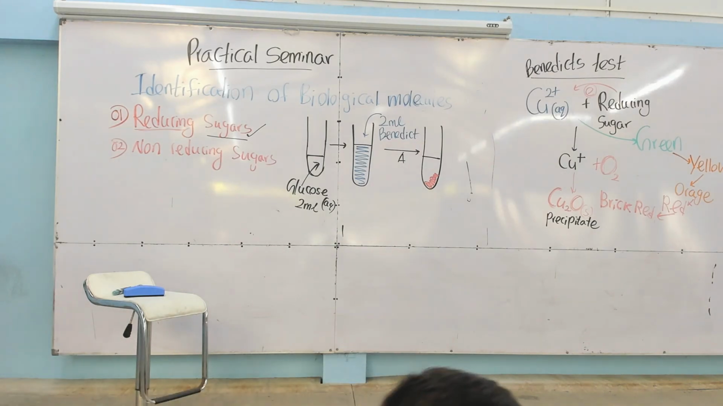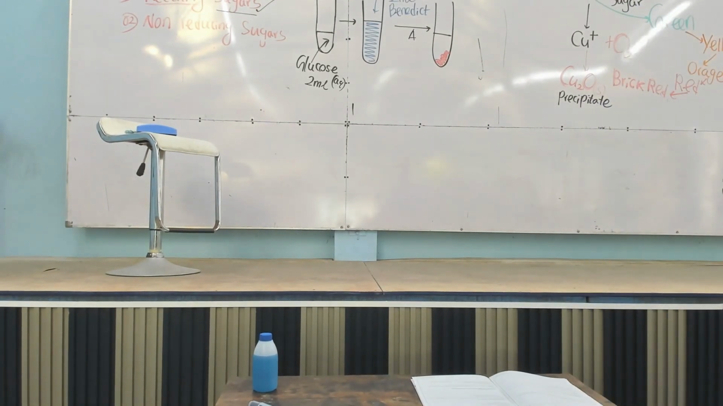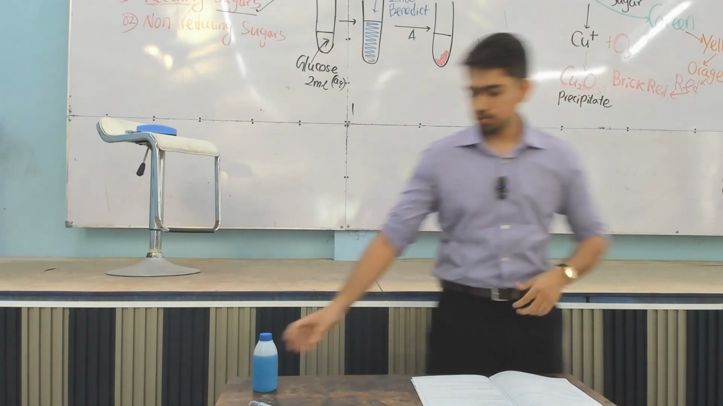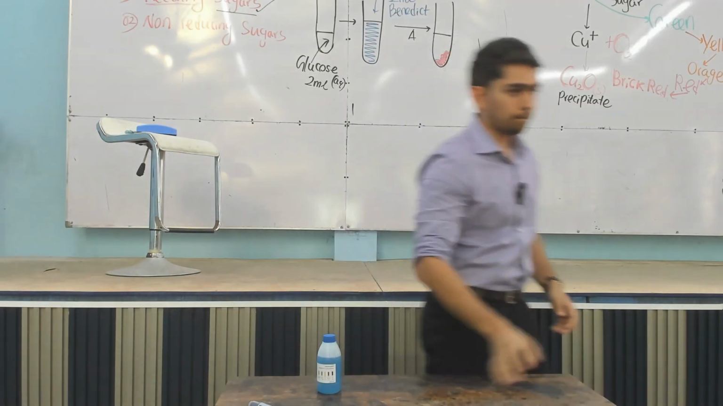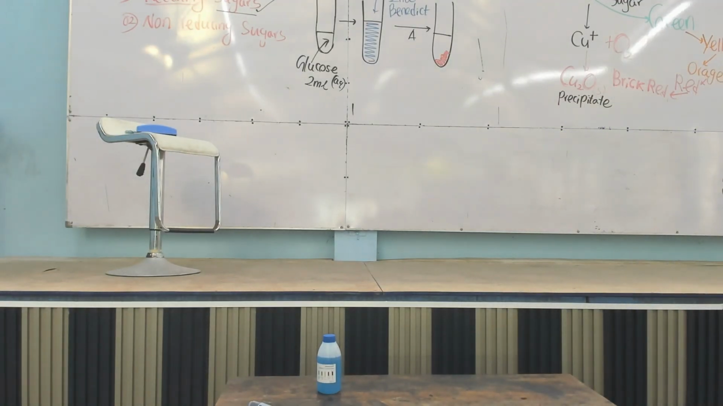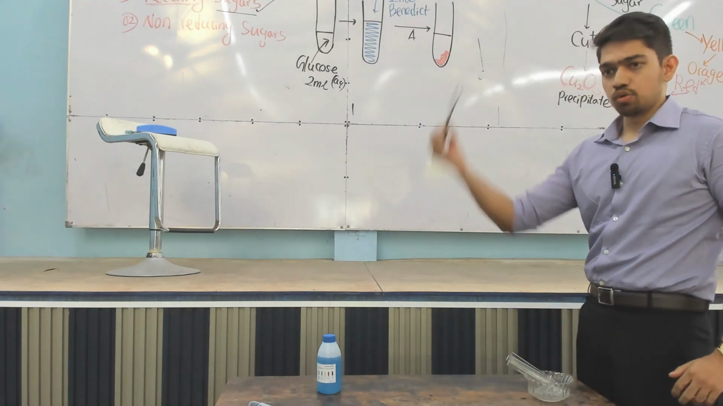So first, trying out the reducing sugar test. Okay, so this is the Benedict solution. Benedict solution is the main reagent that you are going to need. Then what else do you need? In order to heat everything, you are going to need some boiling tubes, and to hold the boiling tube, you are going to need a test tube holder.